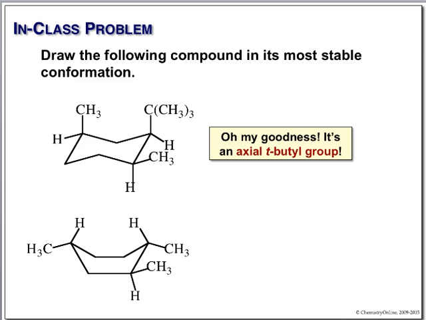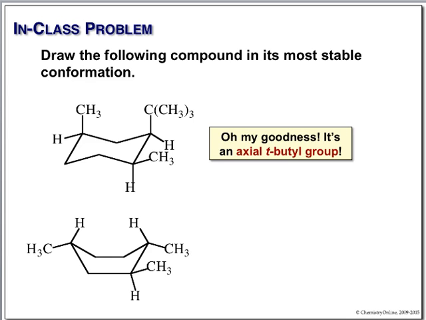Go ahead, draw it, try it. Nobody's going to watch. The operation is we're going to move this carbon up, this carbon down. We have a methyl group here that is equatorial, isn't it? In our final structure, what's this going to be? Axial. This one is axial. What will it be? Equatorial.